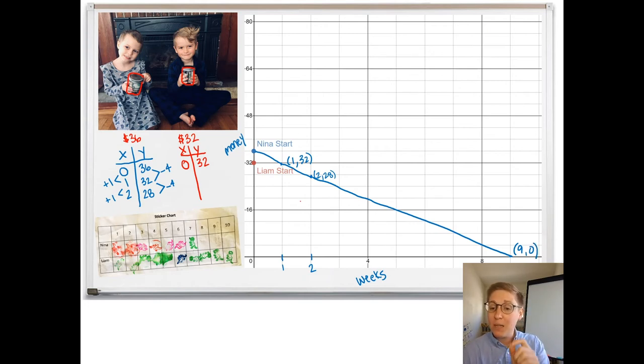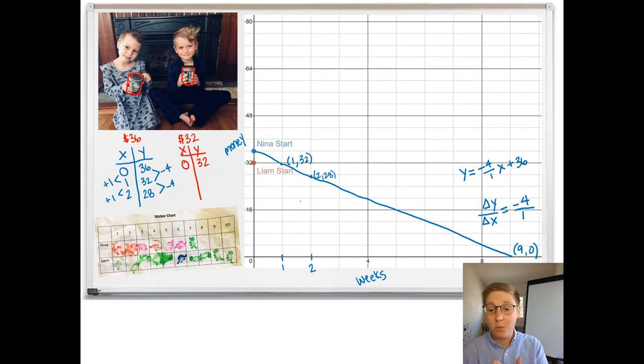Now that makes sense because her rate of spending, her slope, is her change in Y or money over change in X or time. She changed her money by negative four dollars, she spent it, for every 1 week. That would mean her equation would be the amount of money she has is going to be how fast she's spending it, the rate, which is negative $4 per week, multiplied by the number of weeks that go by, plus she started with $36. So her y-intercept should be 36.